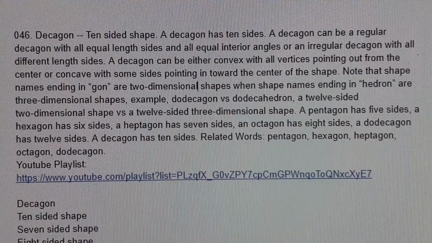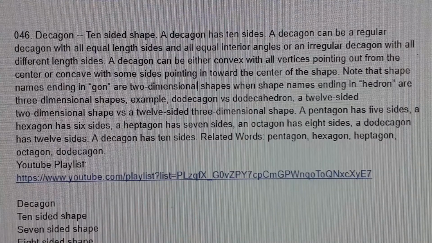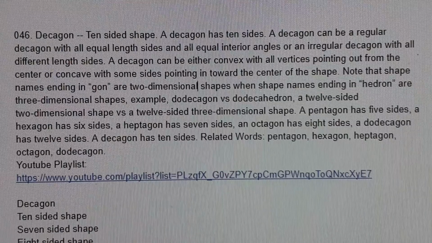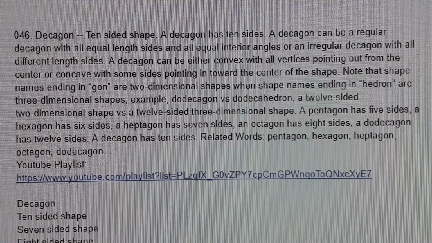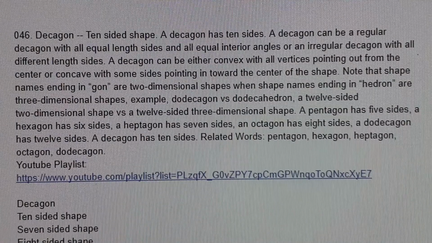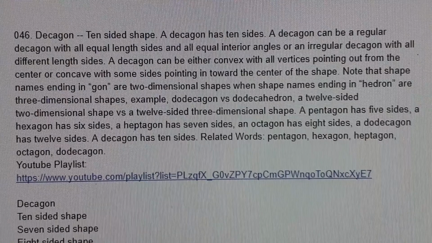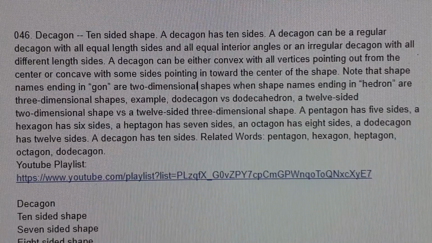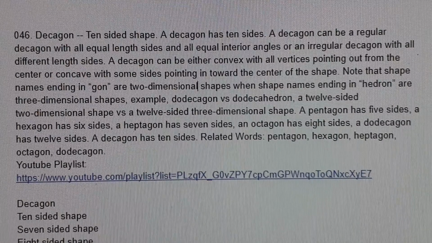A pentagon has 5 sides. A hexagon has 6 sides. A heptagon has 7 sides. An octagon has 8 sides. A dodecagon has 12 sides. A decagon has 10 sides. Related words: pentagon, hexagon, heptagon, octagon, dodecagon.